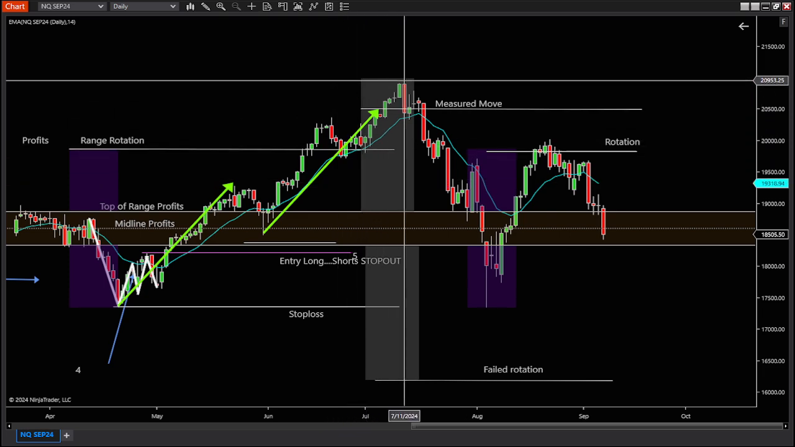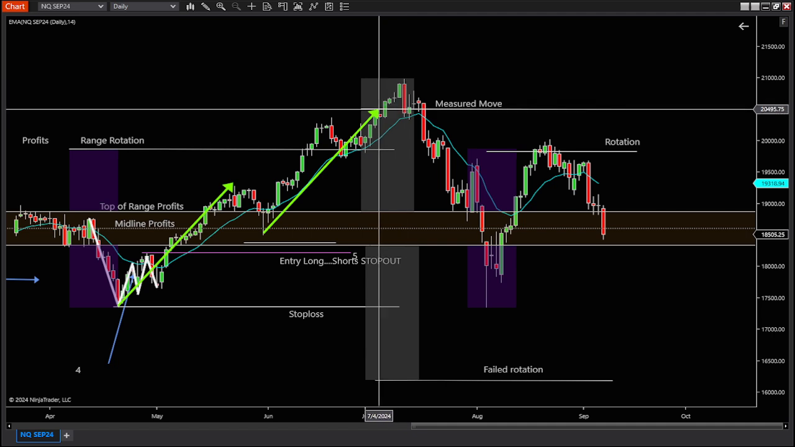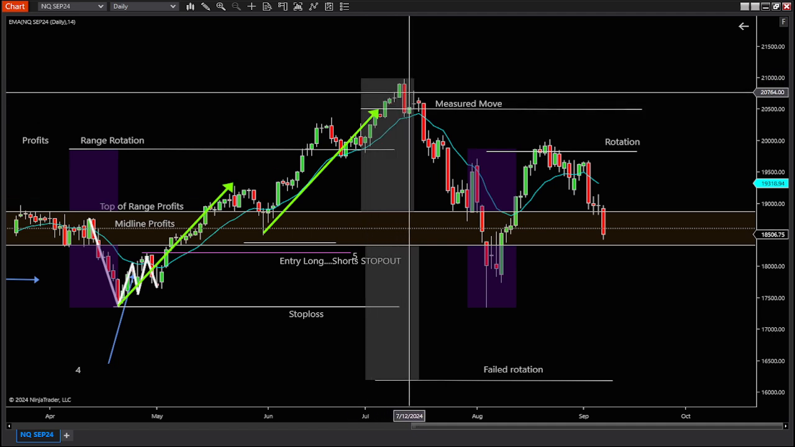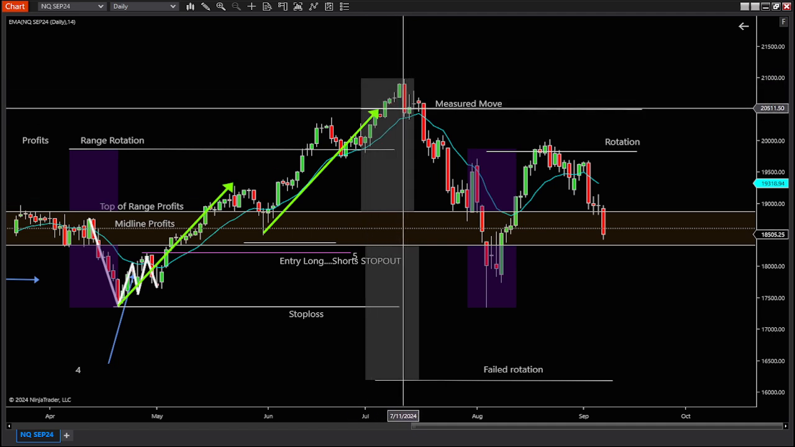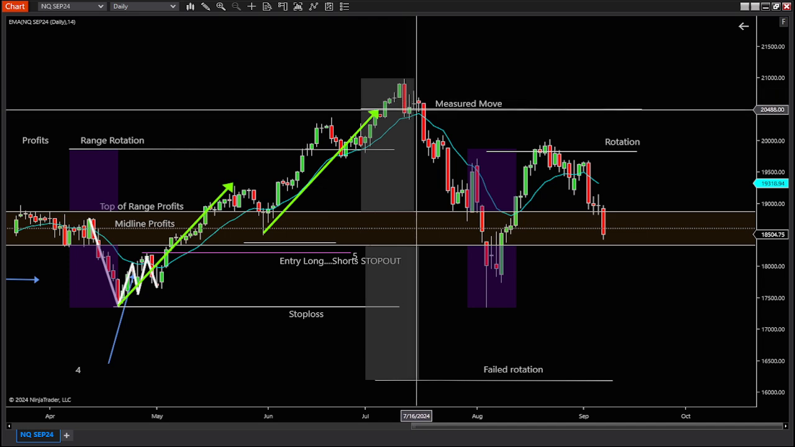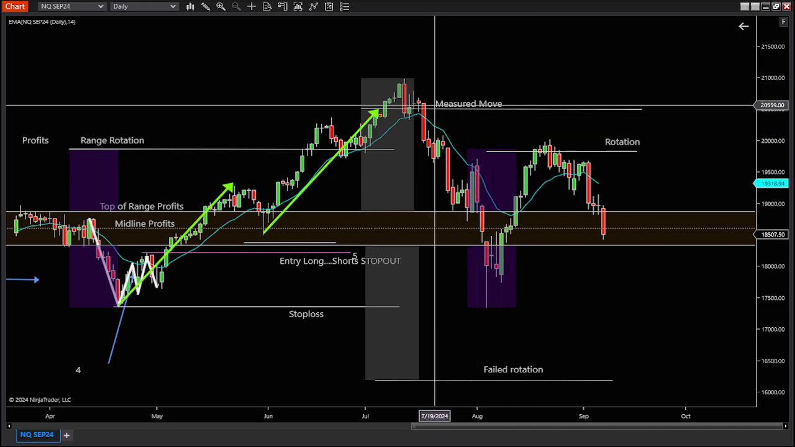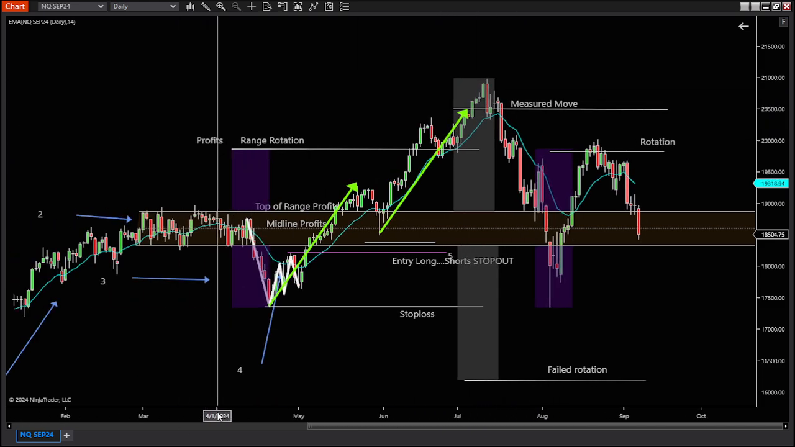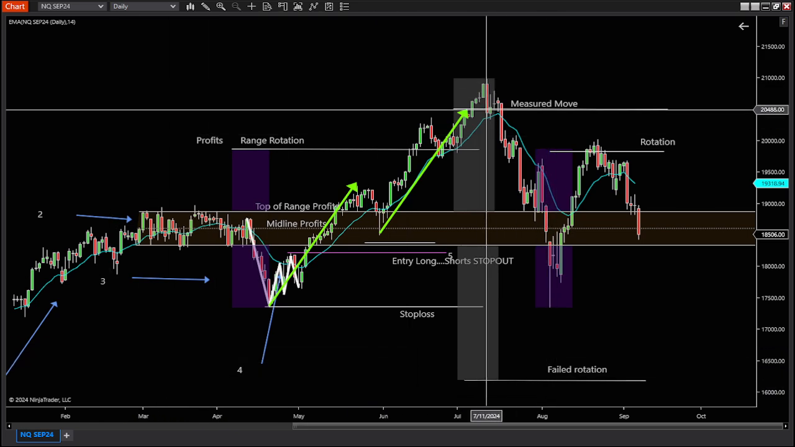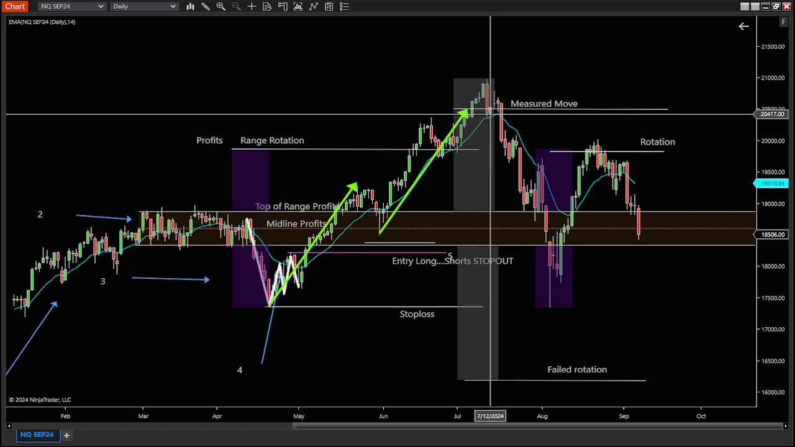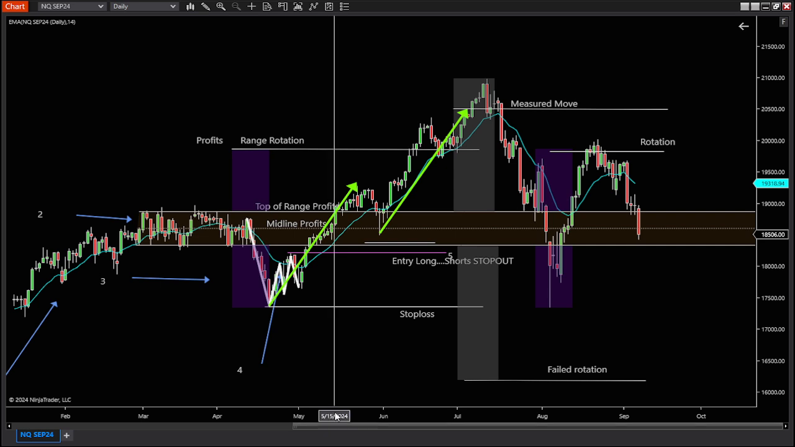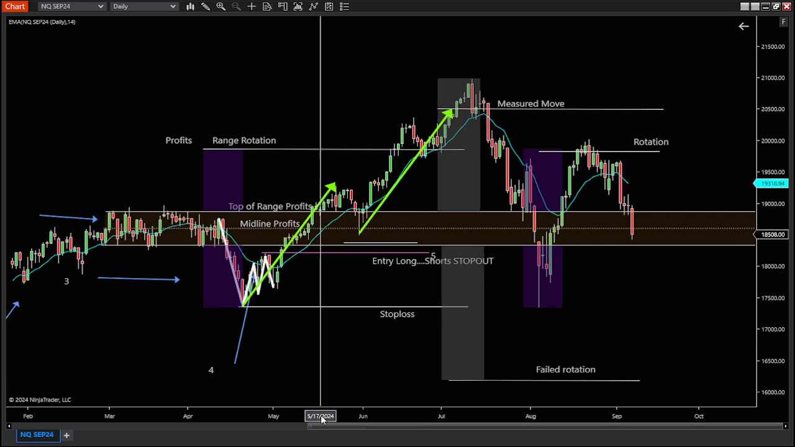We held. Or not we held, we broke it. And what did we do? We retraced back to it, tried for the more continuation, and then we failed there. That's beautiful. That's beautiful. Those are all the targets I look for. I hope I didn't confuse you guys by adding that in late, but that would have been the overall measured move target on that.